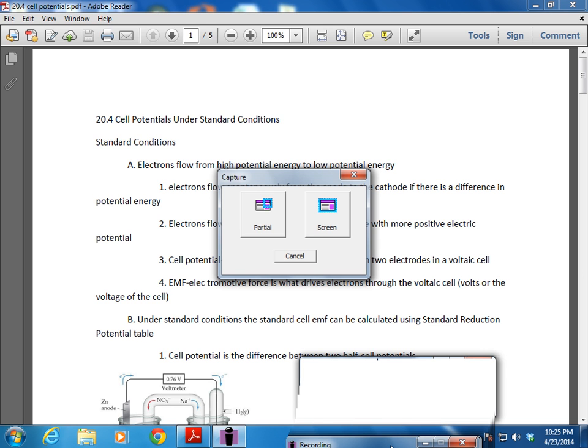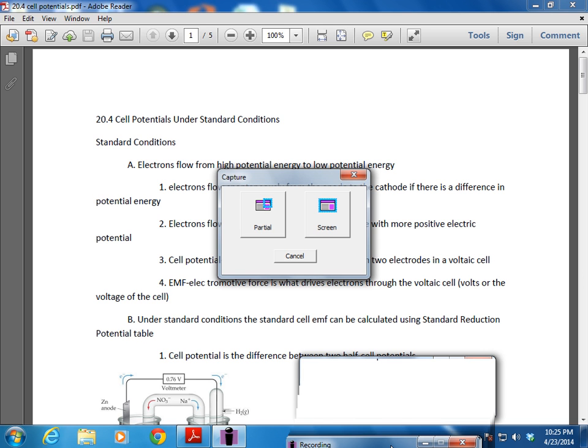This cell potential, or this electric potential difference, is what creates what we call a voltaic cell, because there's a difference in potential energies that causes a push of electrons from the anode to the cathode. EMF stands for electromotive force. This is the force that drives the electrons through, and that force is created by a difference in electric potential.